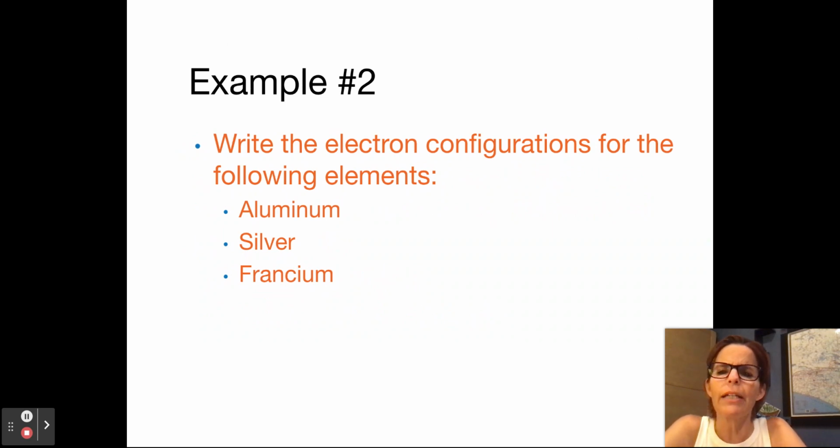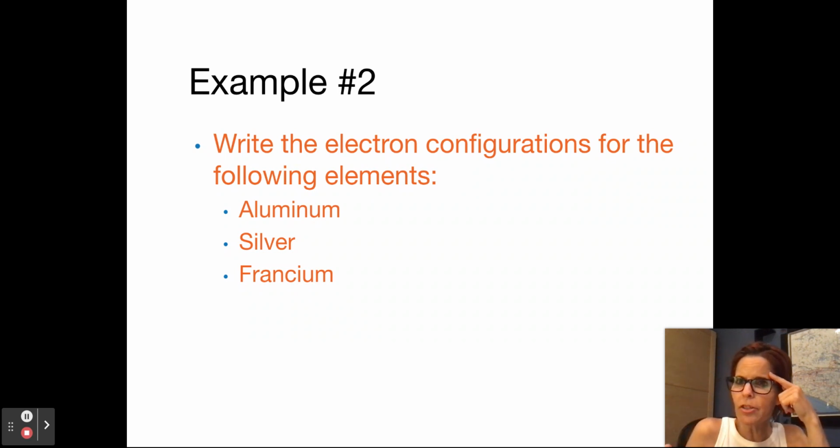Okay, let's try some examples that you can do on your own. So I'm going to suggest that you pause my video right now, and that you box chart these so that you know what they are. And you might be getting to the level now, if you've done the box chart enough, that you could do it mentally. So look at your box chart. Imagine, okay, 1, 2, count your electrons. So for aluminum, you're going to need 13 electrons.